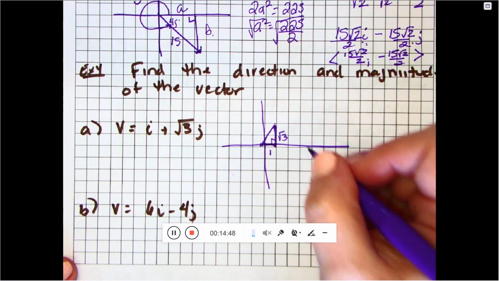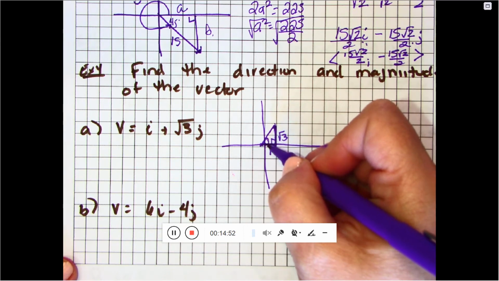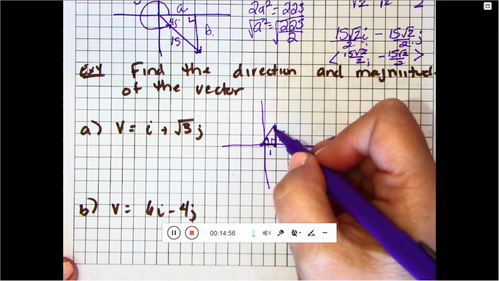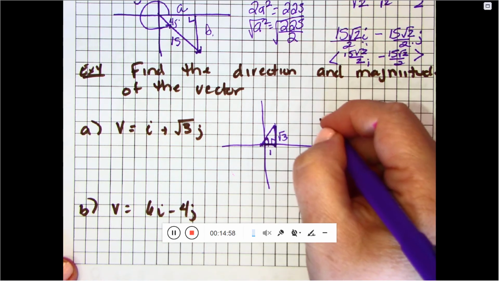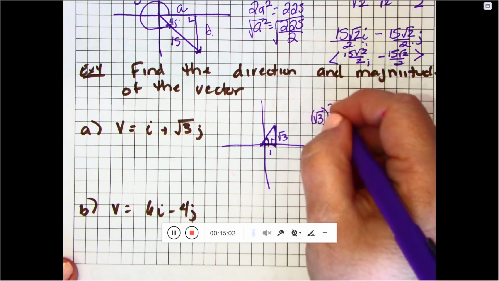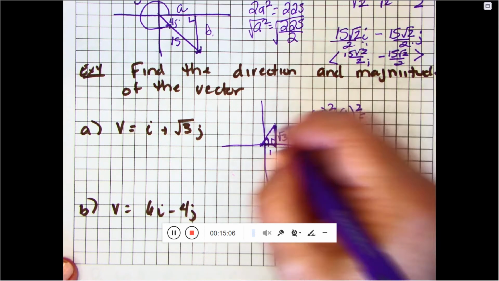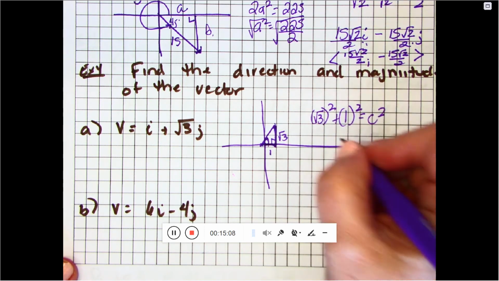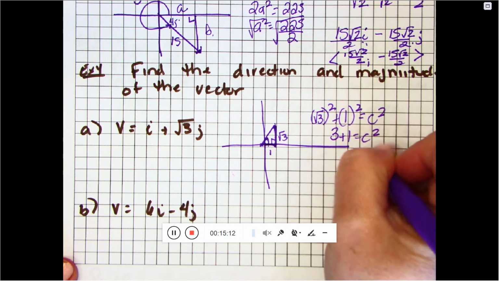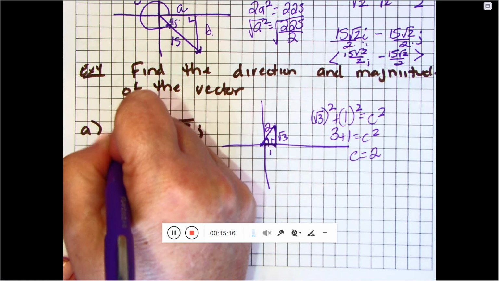Okay, I want to find the direction, which means I want to know what this angle is. Correct? And I want the magnitude, so I want to know what the length of that is. So I could do Pythagorean theorem. I can say rad 3 squared plus 1 squared equals, you can call that whatever you want, c squared. So that's 3 plus 1 equals c squared, c equals 2. So the magnitude of vector v is 2.